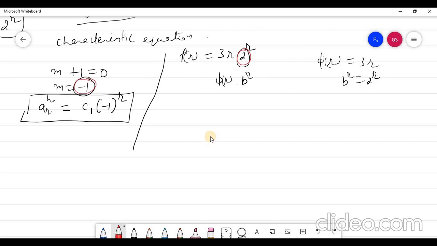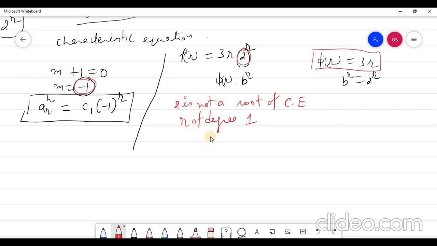Here we will write that 2 is not a root of the characteristic equation and phi(r) is of degree 1. So how will we calculate the degree of phi(r)? If you look at phi(r) = 3r, the degree is 1. Suppose phi(r) were, let's say, 3r^2 + 2r - 1, then in this case the degree would be 2. So in our case the degree is 1.